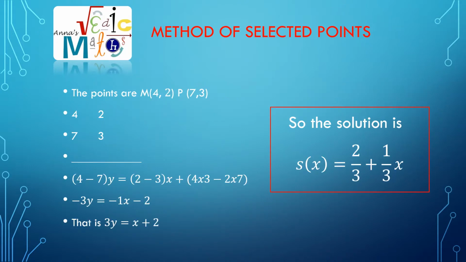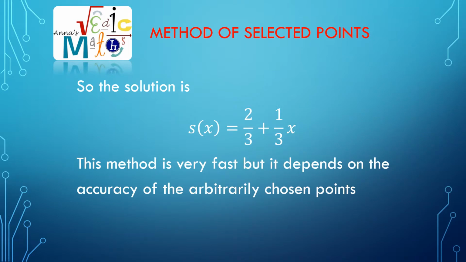The equation of the line is obtained using vertically and crosswise. We have 4 minus 7, then 2 minus 3, and then the crosswise 4 multiplied by 3 minus 2 multiplied by 7. So we obtain the solution, that is p(x) equal to 2 divided by 3 plus 1 divided by 3 x. With the method of selected points, the solution is very quick. The solution line p(x) equals 2/3 plus 1/3 x depends on the accuracy of the arbitrarily chosen points.